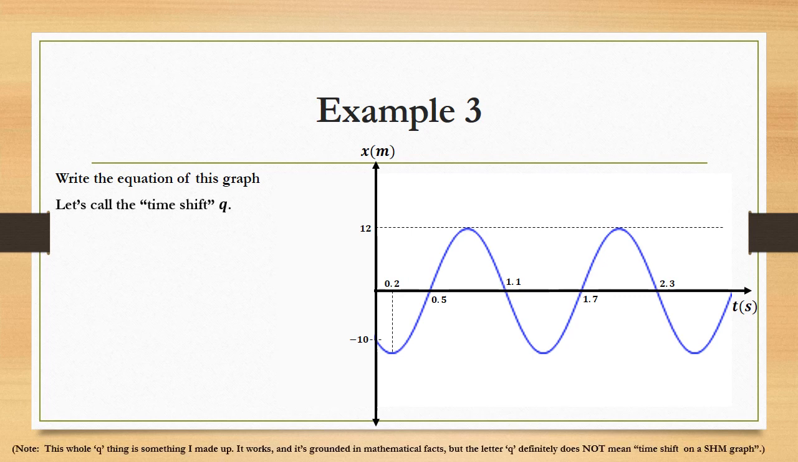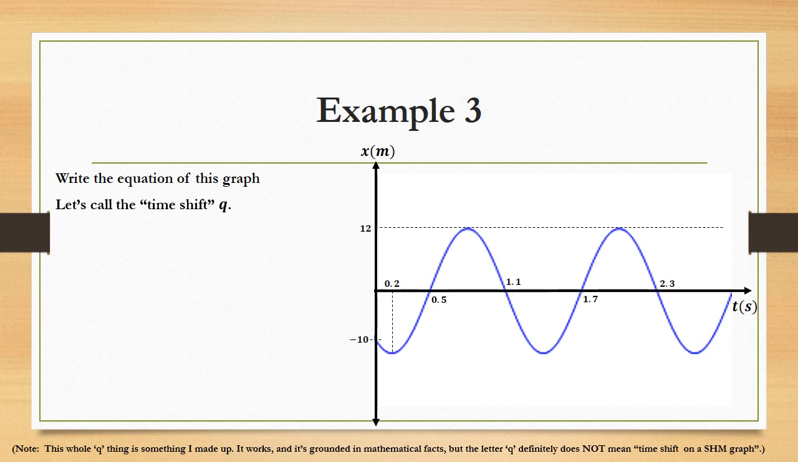Don't make the mistake of thinking that this is a real thing. I wrote a disclaimer at the bottom: I made this entire thing up. But it works, and it's all grounded in real math, so don't think it's fictional physics. Anyway, we're just going to define it as this letter Q. Does it mean anything? I just don't want to write the words time shift over and over.